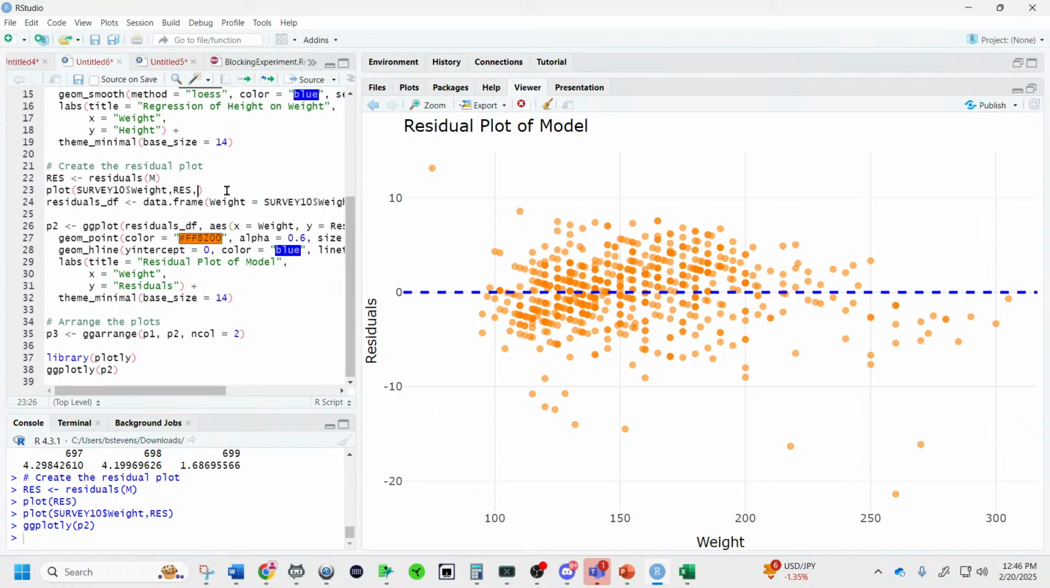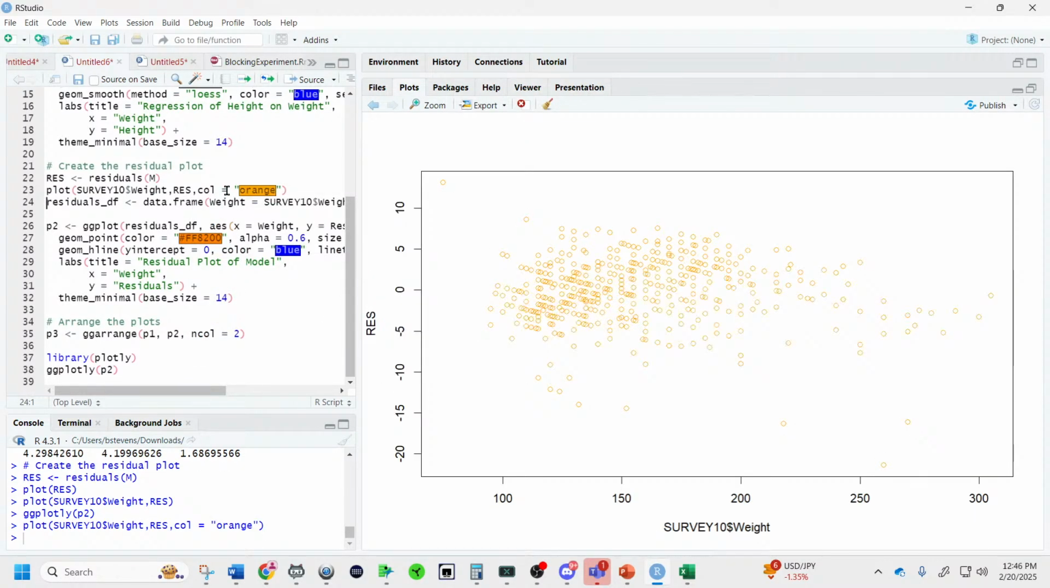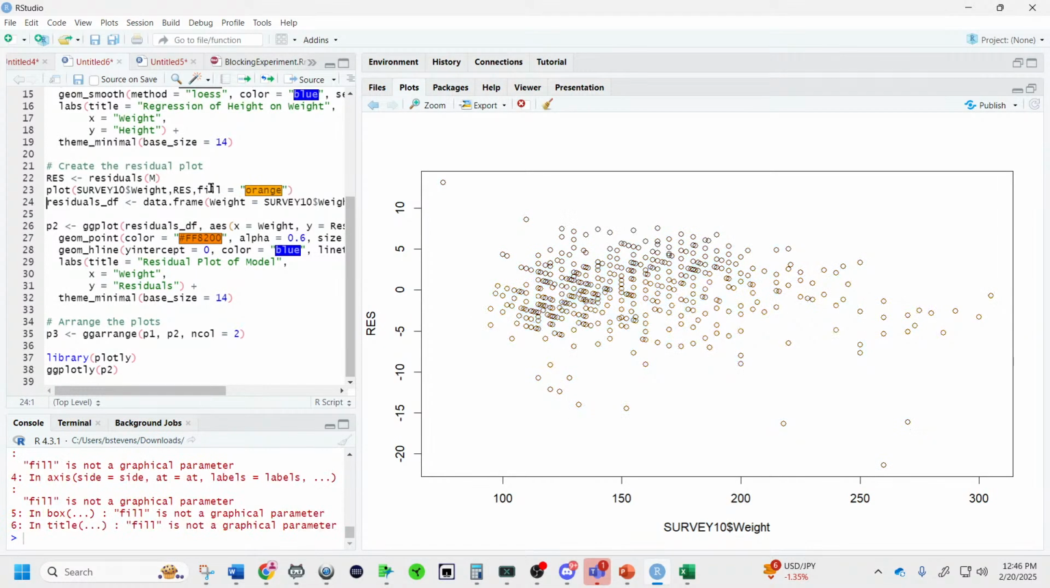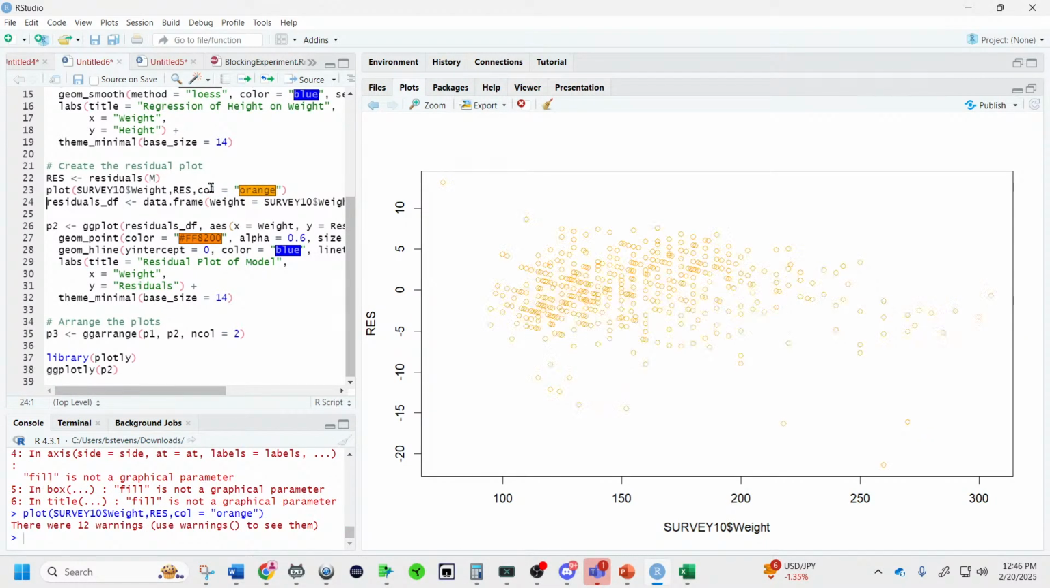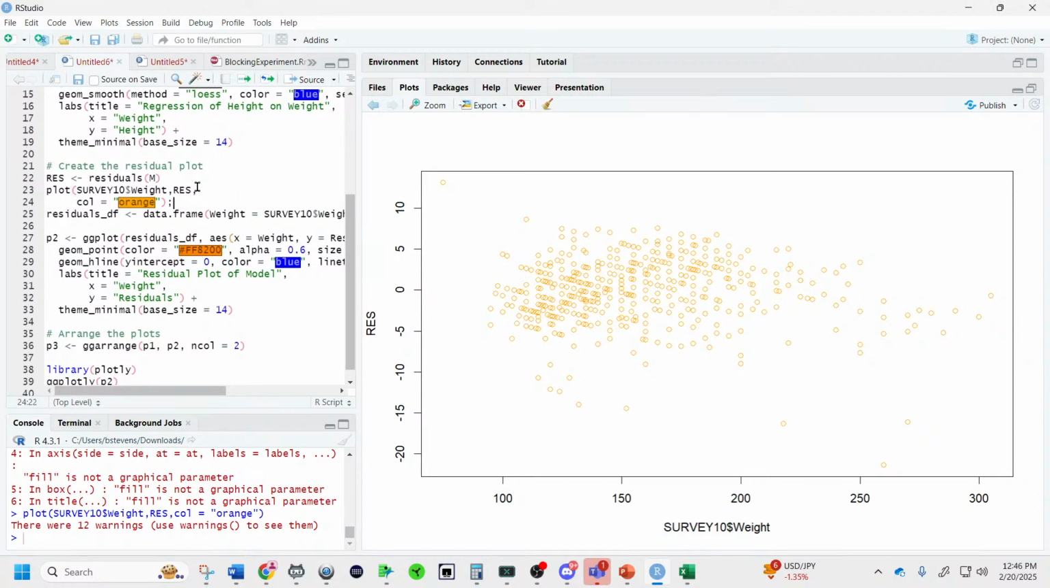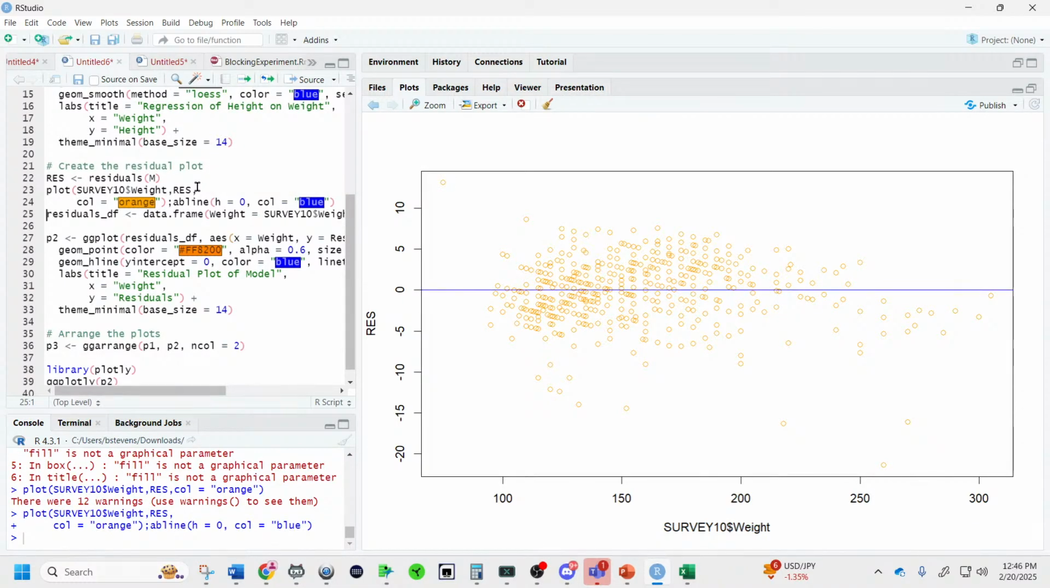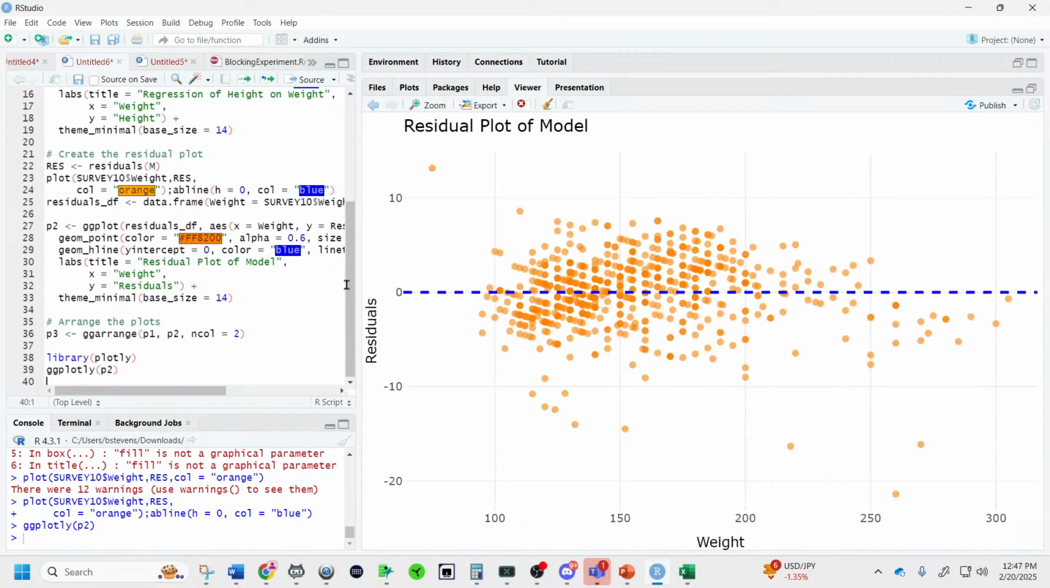What you can also do is go col equals orange and do that. You do fill instead. Fill does not work. You could do abline. This is the classic way to do it back in the day. Horizontal equals 0 and col equals blue. We're appending code onto that. So if you look at this, you can do it all without ggplot and everything, but it's way nicer to get something that looks like this over here versus this.